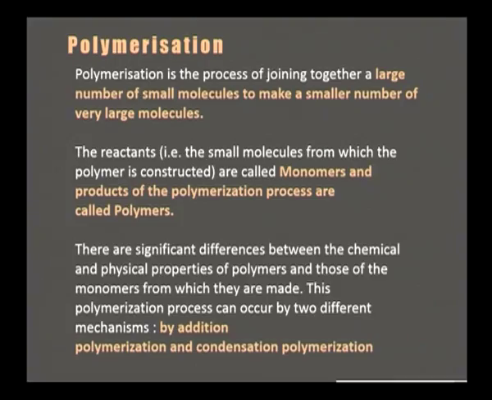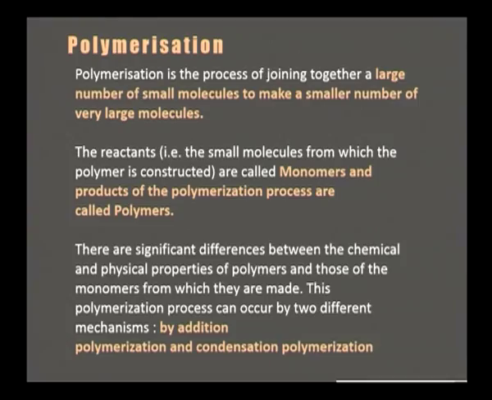Polymerization is the process of joining together a large number of small molecules to make a smaller number of very large molecules. It's a contradictory way of looking at it, but this is how polymers are. So, the reactants, that is, the small molecules from which the polymer is constructed, are called monomers. What happens is a particular set of monomers come together, react together and form polymers. And the products of the polymerization process are called polymers. So, monomers come together in the process of polymerization to form polymers.